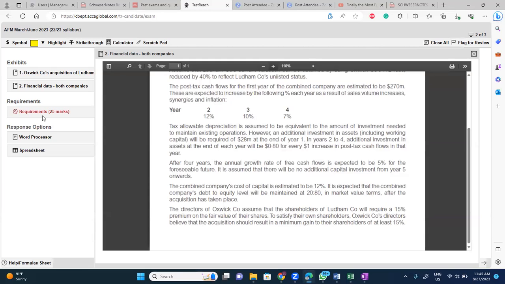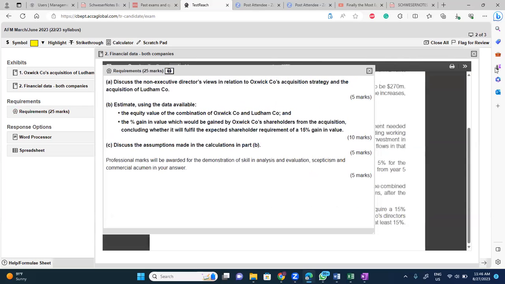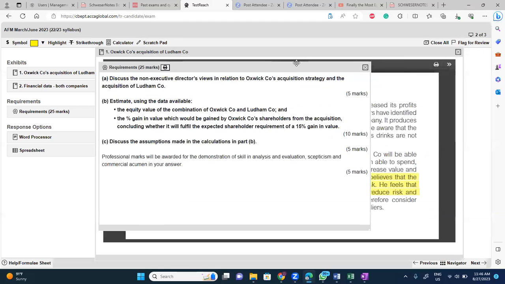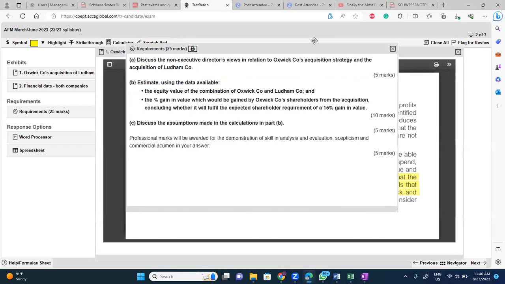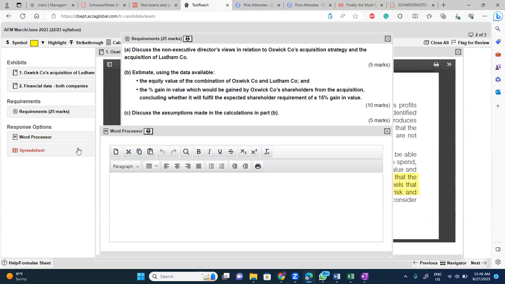Now let me solve both parts. Let's solve the A part first. Then we will solve the B part. The A part: discuss the non-executive director's views in relation to the Oxwick company acquisition strategy.